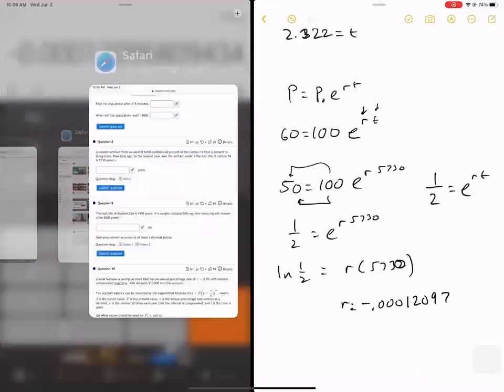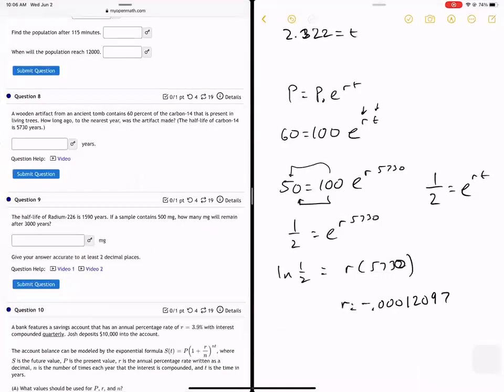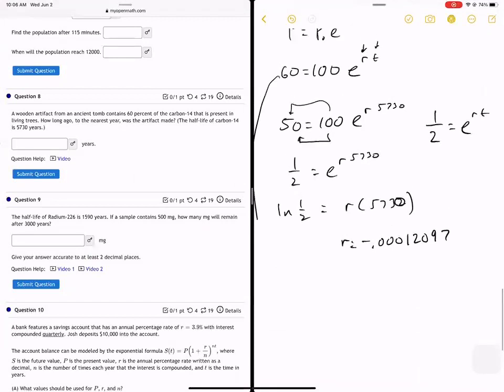Okay, so now that we have the rate, we can figure out how long it took to get from 100% to 60%. So now we're going to go back to use this guy here. We know it's 60. If we start off with 100, e to the negative 0.000012097, and then the t-value is what we're solving for. We don't know what the t-value is.